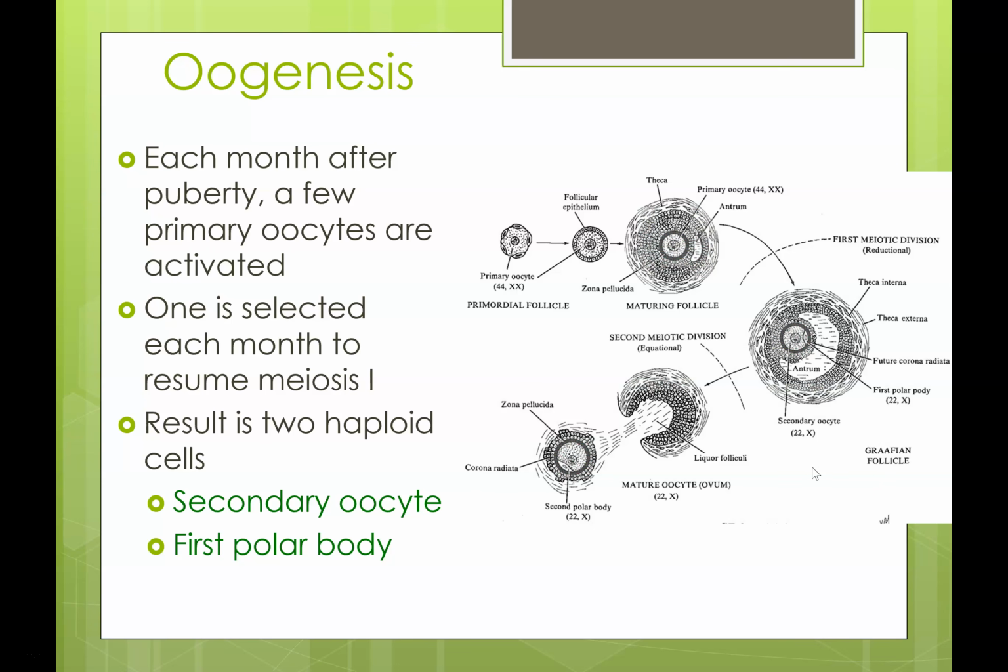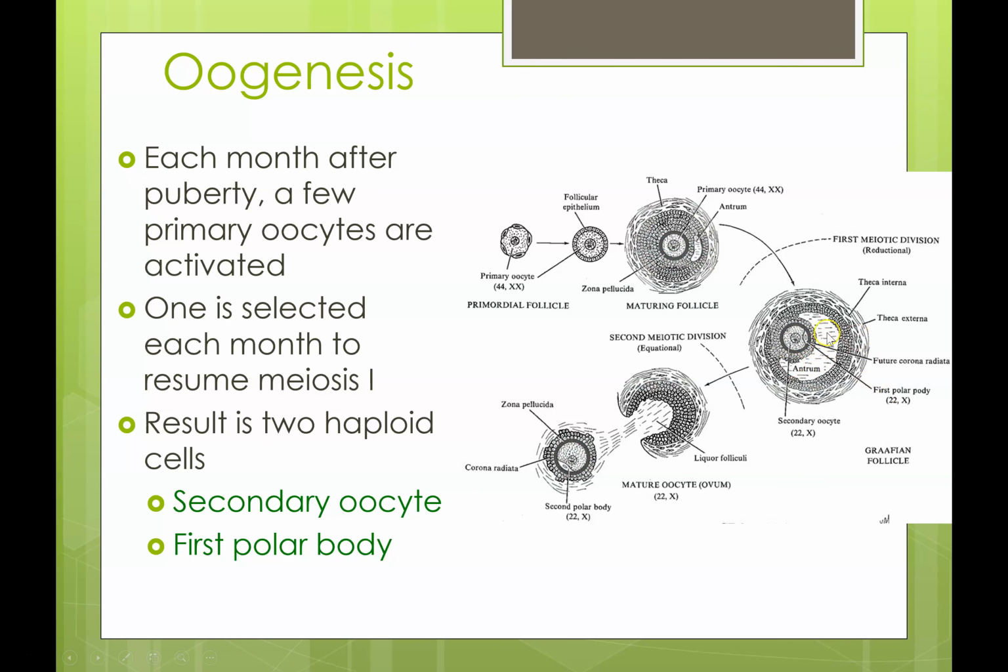So each month after puberty, a few of the primary oocytes are going to become activated, and one of them is selected to resume meiosis 1. So this antrum gets created in our Graafian follicle. That egg will be pushed to one side. Also remember that the other constituent that it divided into was a polar body. And remember, that's just made up of cytoplasm and will eventually disintegrate.